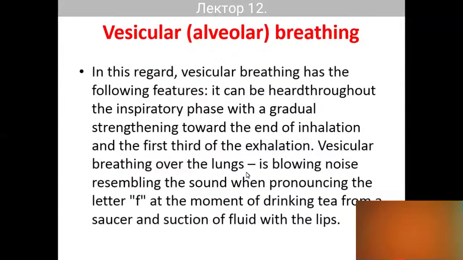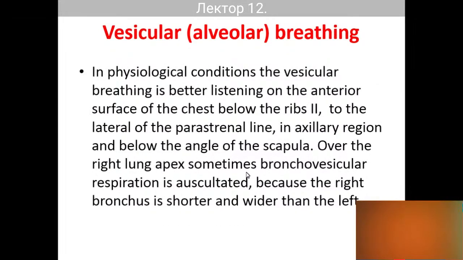Vesicular breathing over the lungs is a blowing noise resembling the sound when pronouncing the letter F, or at the moment of drinking tea from a saucer with suction of fluid with the lips. In physiological conditions, vesicular breathing is better heard on the anterior surface of the chest, below the second ribs, and laterally of the parasternal line in the axillary region and below the angle of the scapula. Over the right lung apex, sometimes bronchovesicular respiration is auscultated because the right bronchus is shorter and wider than the left.